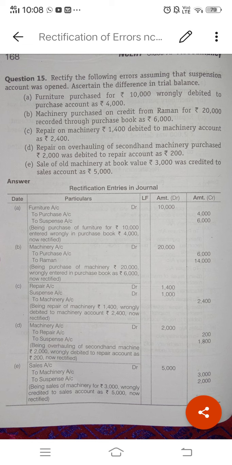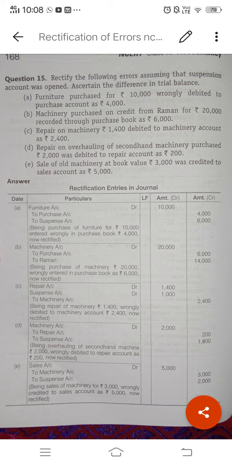So what is the correct entry for furniture purchased? Furniture account debit to cash account. But it is wrongly debited to the purchase account. So purchase account is a debit balance. So there is excess of 4,000 in purchase account as a debit balance. To cancel that excess debit balance, we have to credit the purchase account with 4,000.